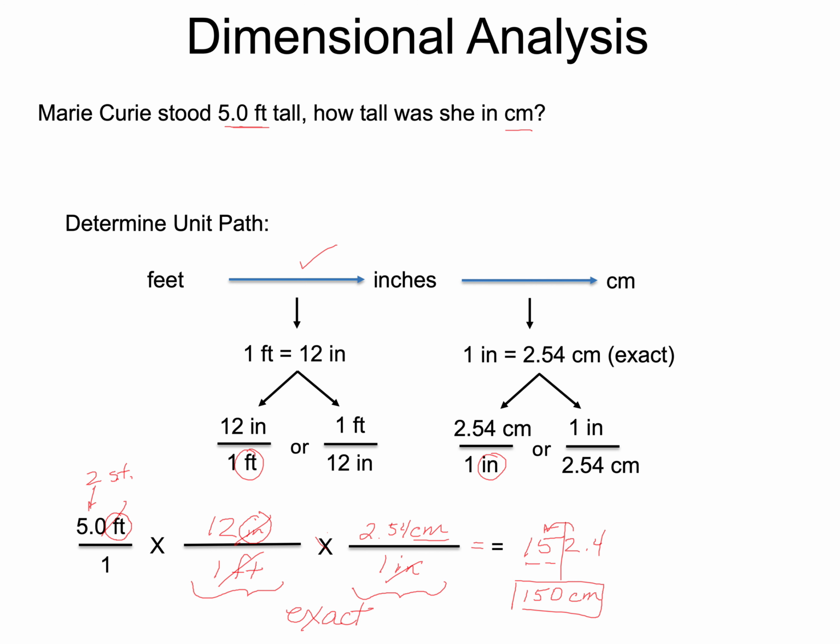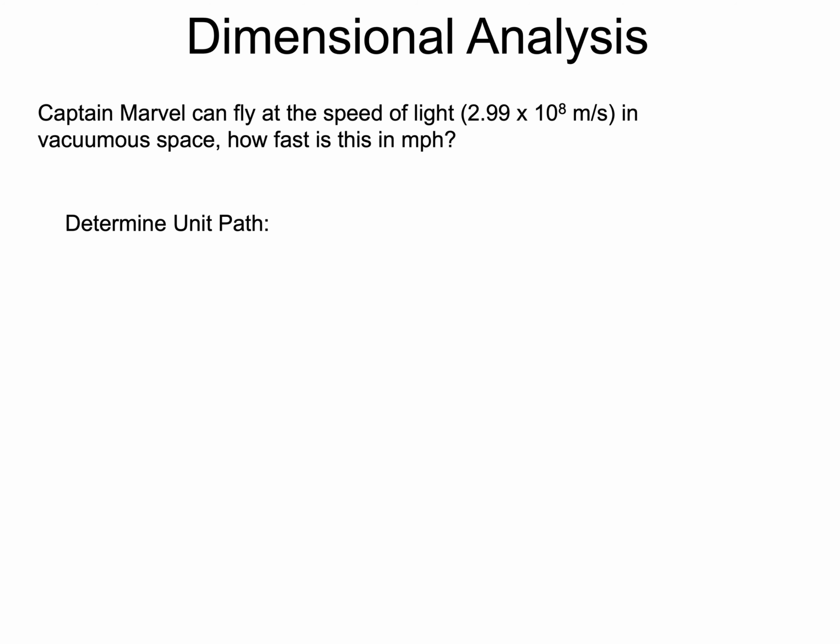So let's go to the next one. This particular problem actually utilizes values and units in multiple locations of the denominator and numerator, so it's not just one unit value. This problem states that Captain Marvel can fly, according to the MCU Google search, at the speed of light of 2.99 times 10 to the 8 meters per second in a vacuum of space. So how fast is this in miles per hour?